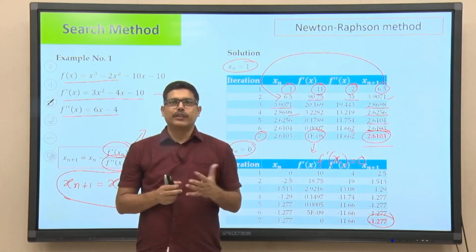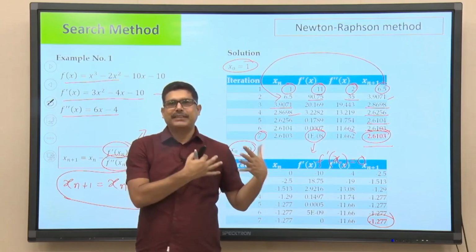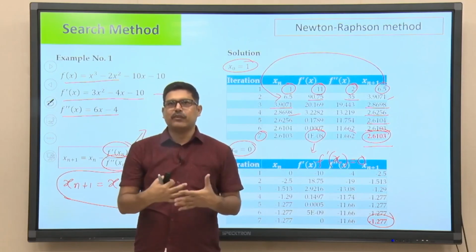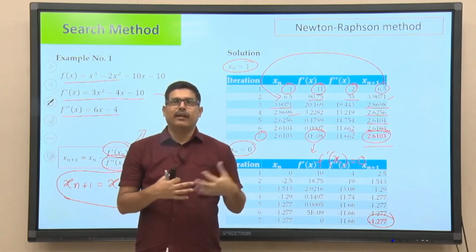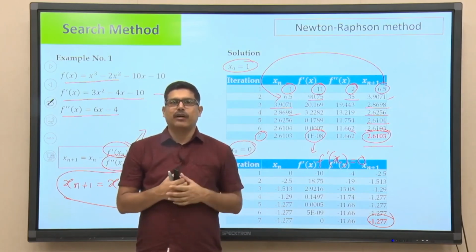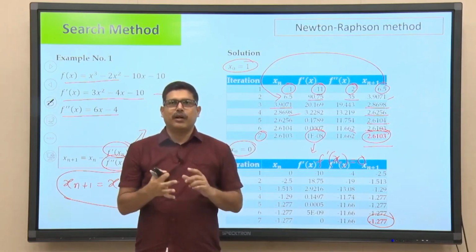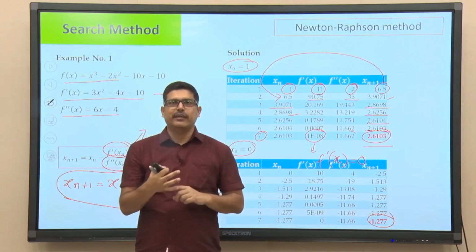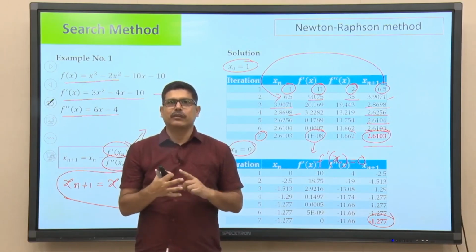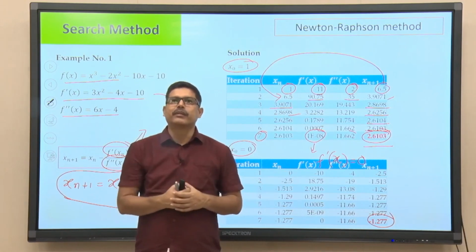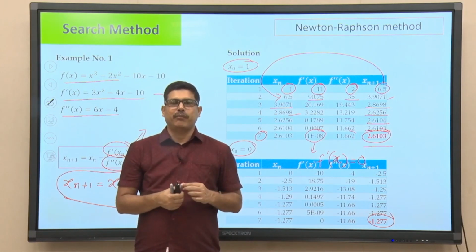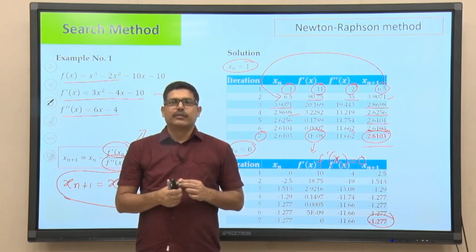In this class, we have discussed the Newton-Raphson method for finding the optimal solution of a single variable function. We have solved this example problem using region elimination techniques, that is the interval halving method, the golden section search method, then the bisection method, and also solved the problem using the Newton-Raphson method. Thank you.